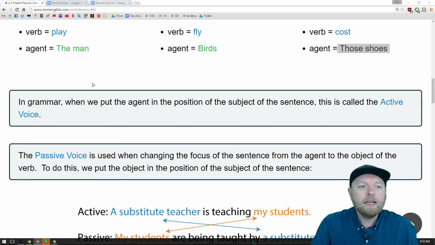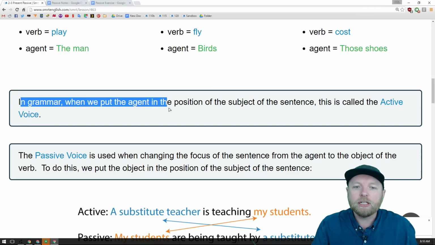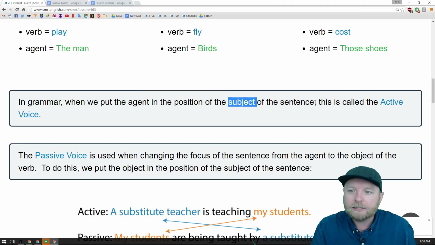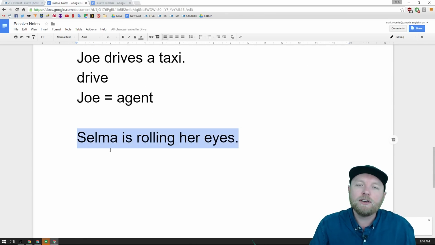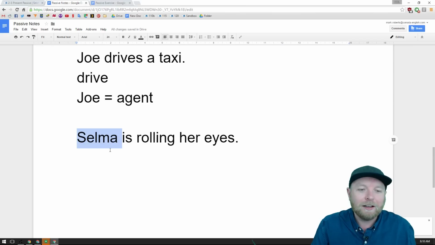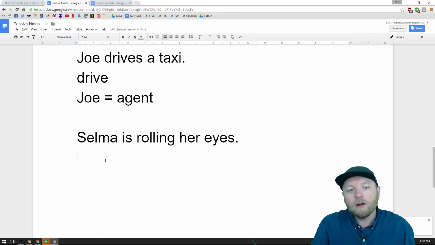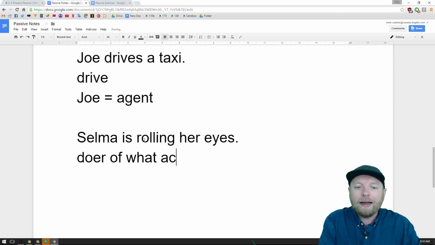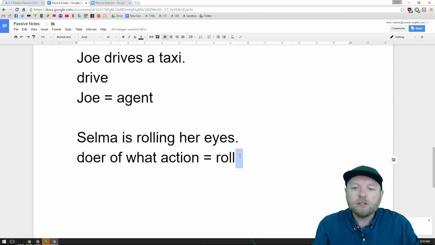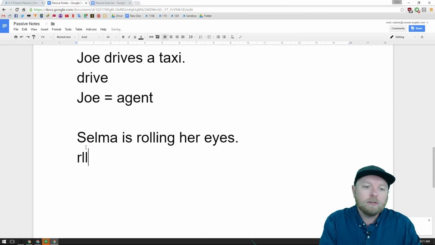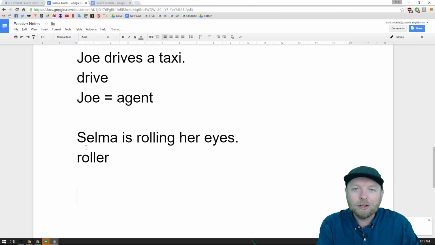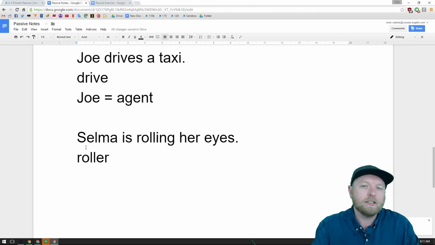Okay. In English grammar, when we put the agent in the position of the subject, this is called the active voice. So what does that mean? Well, I'll use Selma as an example. Selma is the doer. The doer of what action? What is her action? What is the verb? Well, roll, right? So in this sentence, Selma is the doer. She is the agent. So we'll just say roller, right? She is the roller. Of course, that's kind of strange English. We don't talk like this usually, right?